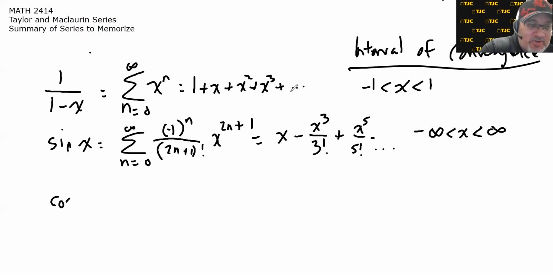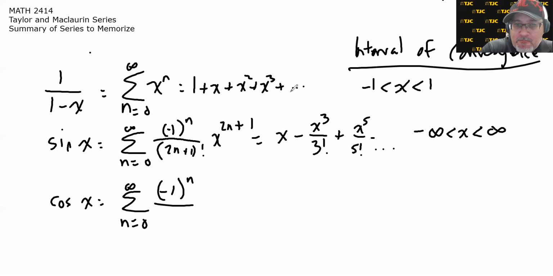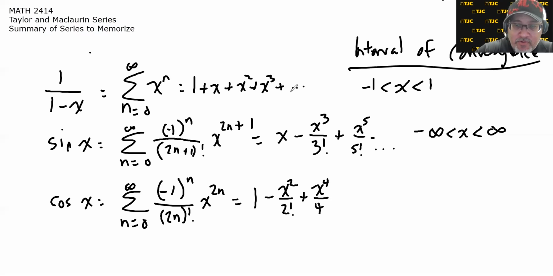For cosine of x, it was the sum n equals 0 to infinity, -1 to the n over, back up. Okay, this is correct. -1 to the n over 2n factorial, x to the 2n power. And when expanded, this is equal to 1 minus x squared over 2 factorial plus x to the 4th over 4 factorial minus x to the 6th over 6 factorial, and so on. And this also converged for all real numbers.